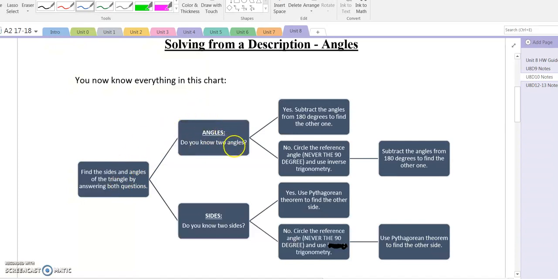Do I know two angles? And if the answer is yes, perfect. You just subtract the angles from 180 to find the other one. If the answer is no, you're going to circle the reference angle and do what we did in our last notes, where we use inverse trig.